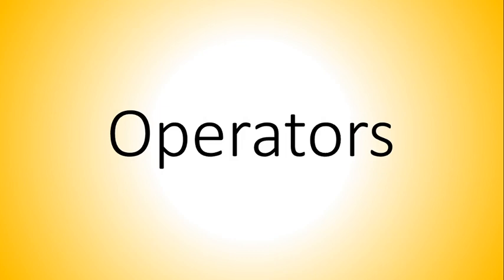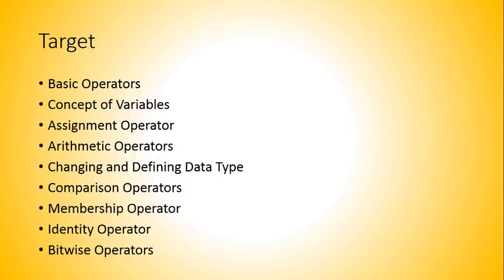Previously, we have explored data types. Today, we are going to explore operators. So, our target today is to cover basic operators, the concept of variable, and the types of operators, that is assignment operators, arithmetic operators, comparative operators, membership operators, identity operators, and bitwise operators. And at the end, changing and defining the type of data, and how to change the data type. So let's move further.